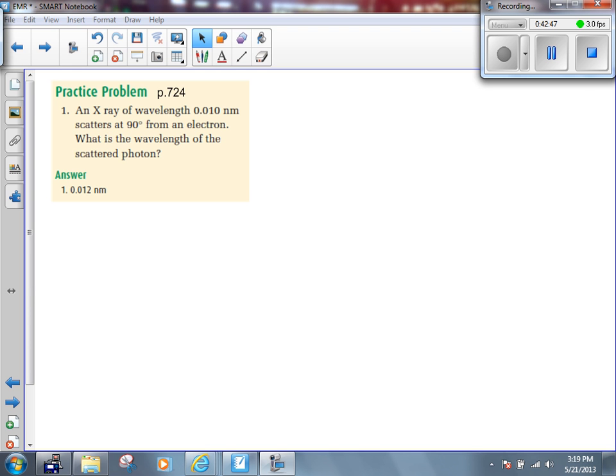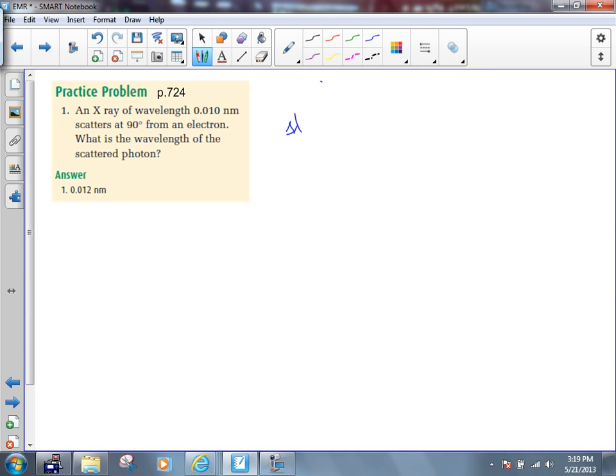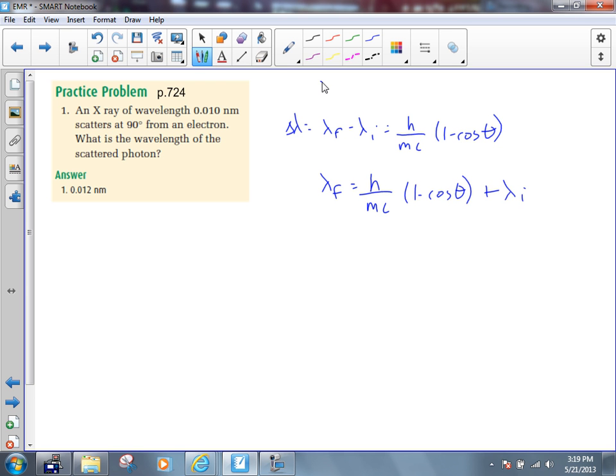An X-ray of wavelength 0.010 nanometer scatters at 90 degrees from an electron. What's the wavelength of the scattered photon? Similar to the question that we just did a minute ago. Delta lambda is equal to lambda f minus lambda i equals h over mc times 1 minus cosine theta. Let's solve for lambda f. Take the lambda i over by adding. So it becomes h over mc times 1 minus cosine theta plus lambda i. Does that make sense, what we've done there?